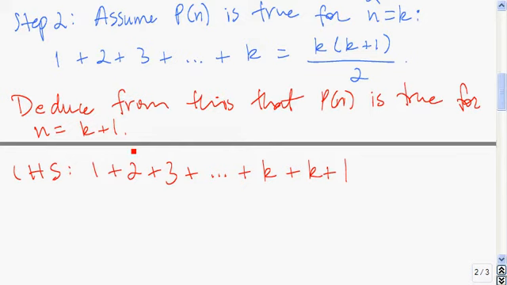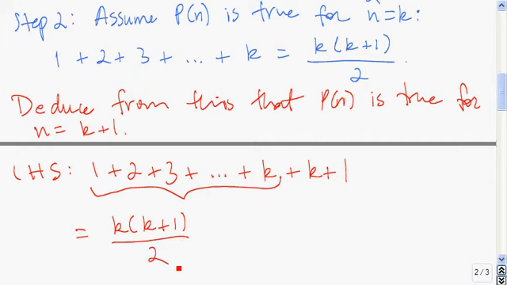Well, now we're going to use this fact here. The sum of the first k numbers is k times k plus 1 over 2. So the sum of all these guys is equal to k times k plus 1 divided by 2. And now we have plus this one extra term. So now let's simplify this. We'll distribute the k's. So we get k squared plus k over 2 plus k plus 1. And now we need to get a common denominator of 2. So we multiply the top and the bottom of this by 2.